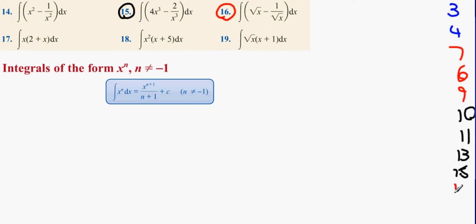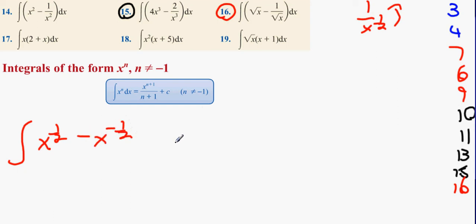Now in question 16, what we're going to get is the square root of x, the integral of x to the power of a half. That's going to be 1 over x to the power of a half, which will bring up to minus x to the power of minus a half dx. Now that we're here, we can start the integration process. N equals a half, n plus 1 therefore equals 3 over 2.